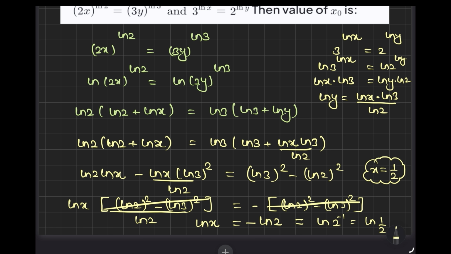And suppose you have to find y naught, can I replace ln x with minus of ln2? And then ln2 is gone, we are left with minus of ln3. So y will become 1 by 3. So y is 1 by 3. So this is your point of intersection.